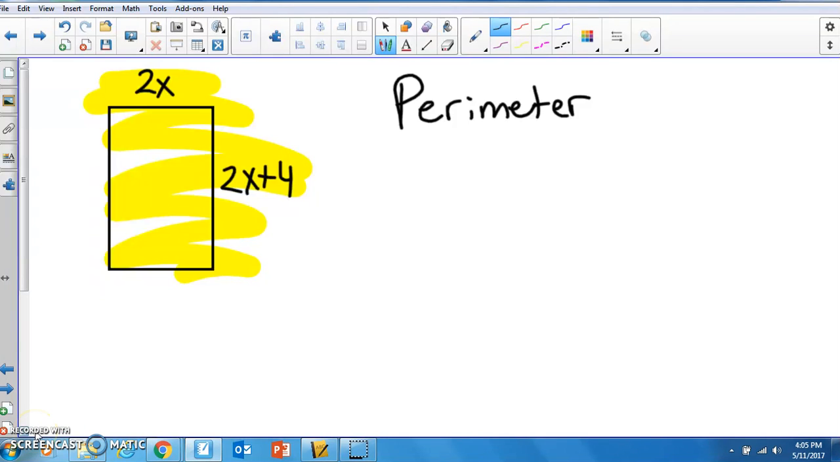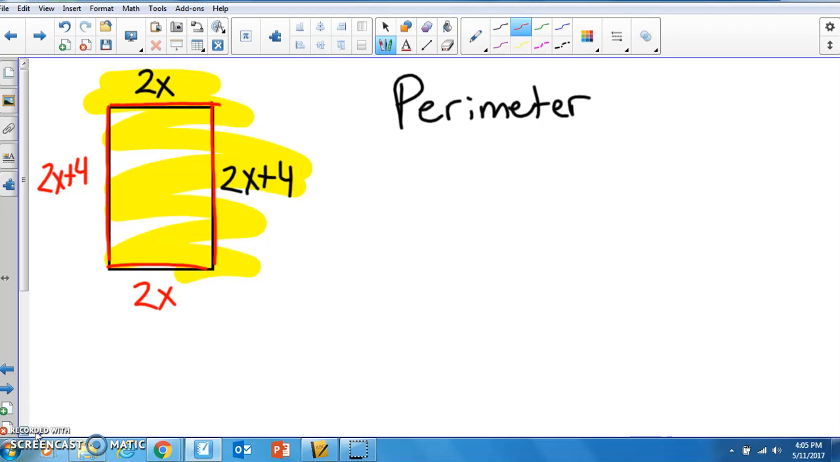All right, so in the previous video, we left off with this problem. Let's say you have a rectangle and you want to find the perimeter and you're given this information. You know from previous years, from your prior knowledge, that opposite sides of a rectangle are equal. So we know so far that if this top side is 2x, that means this bottom side is 2x. And if this right side is 2x plus 4, this left side has to be 2x plus 4.